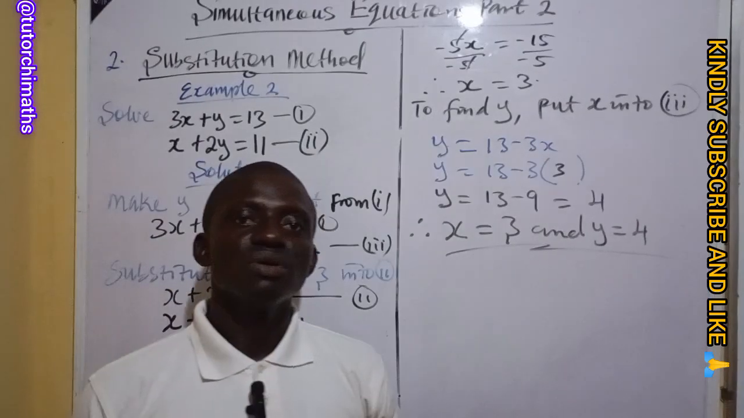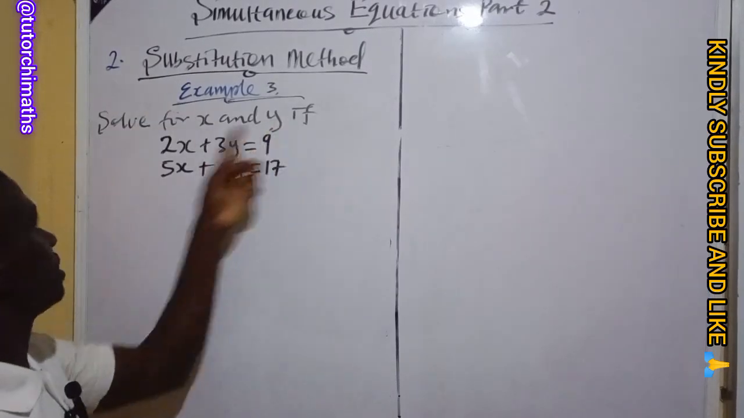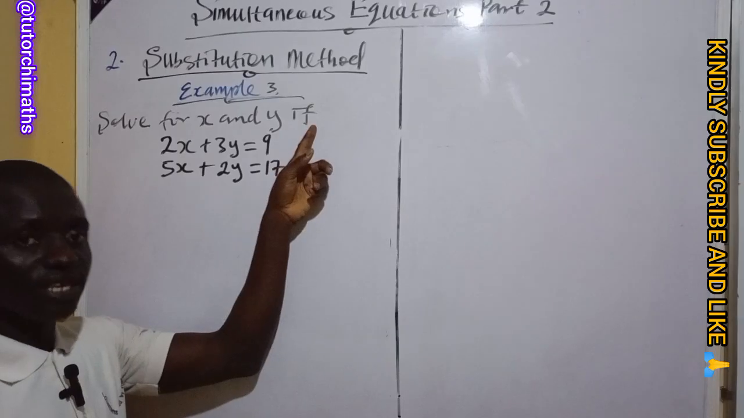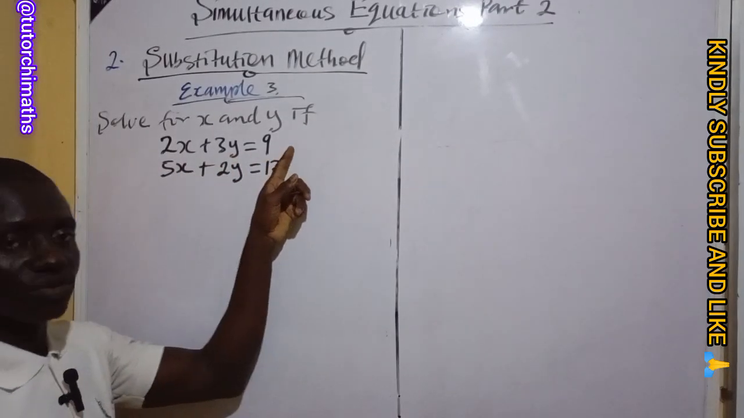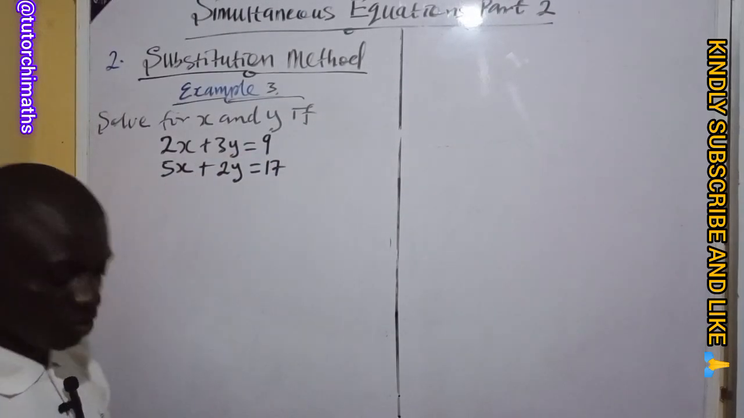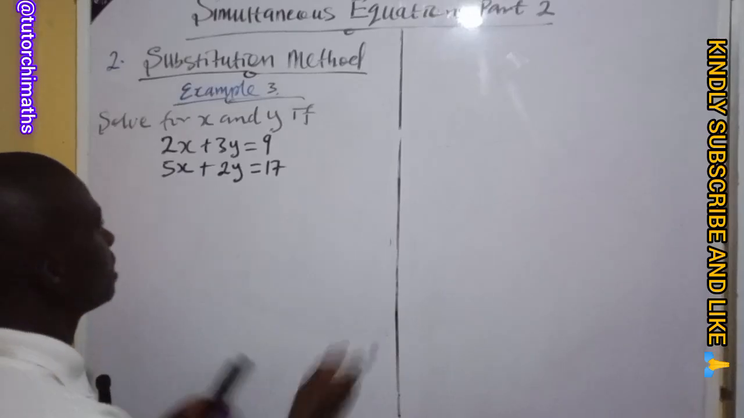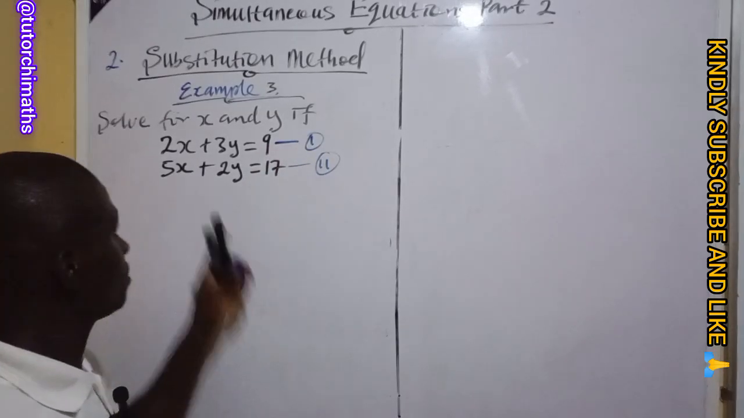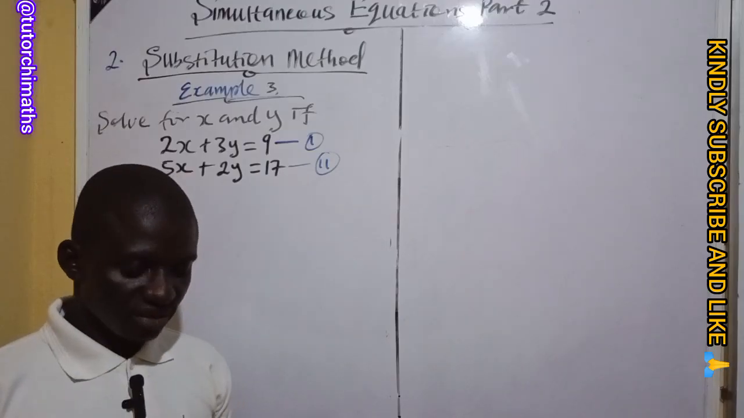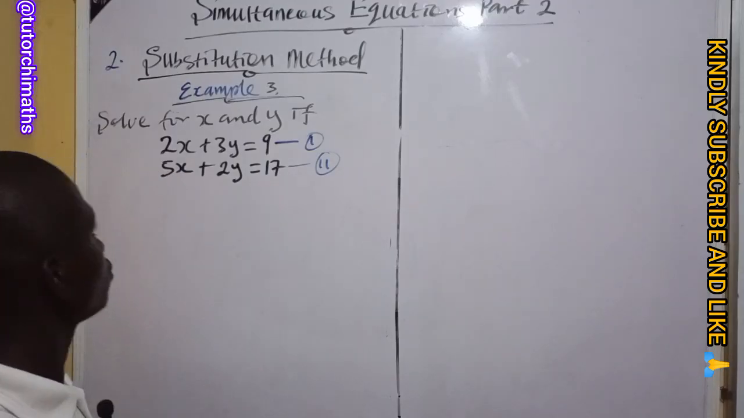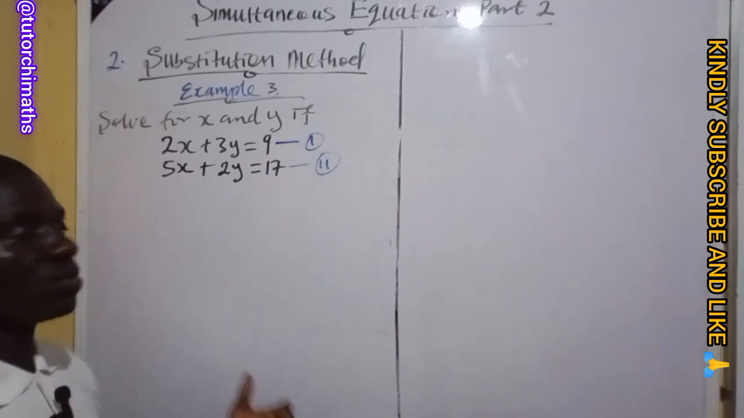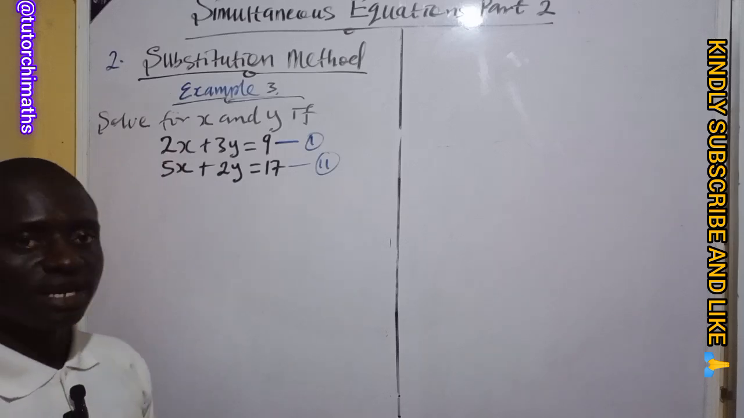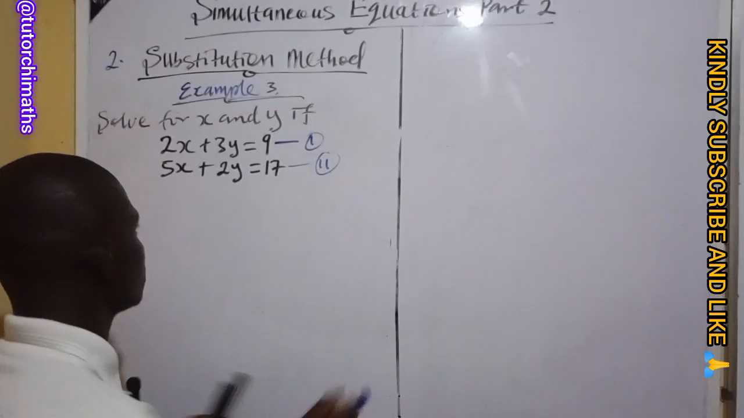Now let's solve one more example. We have example 3. We are given: solve for x and y if 2x plus 3y is equal to 9 and 5x plus 2y equals 17. Alright, this is equation 1 and this is equation 2. Over here we have coefficients in both x and y. So to solve this particular problem, let's say we want to solve for x by making x the subject of the formula. Pay attention here.